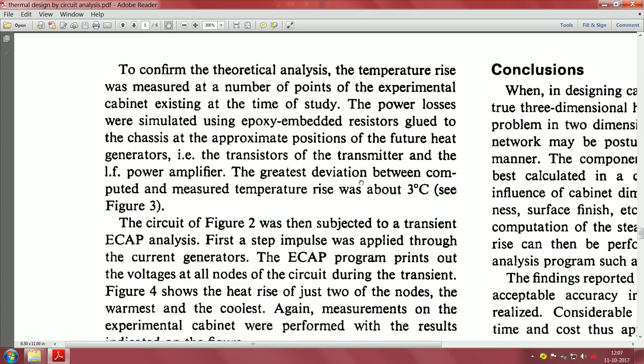You would have seen the power resistors, and then we were giving separate voltages to them to ensure that in a small area of 30 mm by 30 mm, if something is likely to dissipate 1.5 watts, that will be very different from something which is heating up the air in general. Glued to the chassis at the same positions of the future heat generators, transistor, the transmitter and the power amplifiers, the greatest deviation between computed and measured temperatures was only about 3 degrees centigrade.